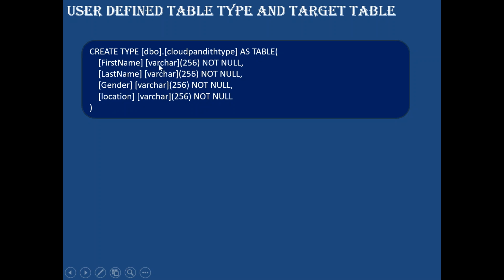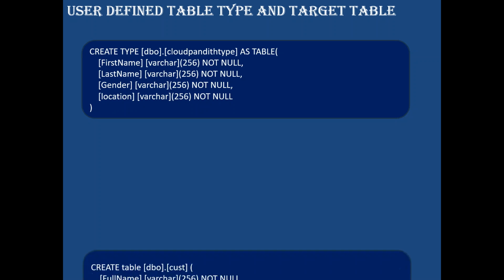Okay, so in this we have first name varchar of 256, last name, gender, location. There are 4 columns which is basically matching with the source data set. Remember, there are multiple choice questions that I'm going to ask based on these things. Remember, this particular table type should match the schema with the source data set. Okay, so with that I am going to create the table type.